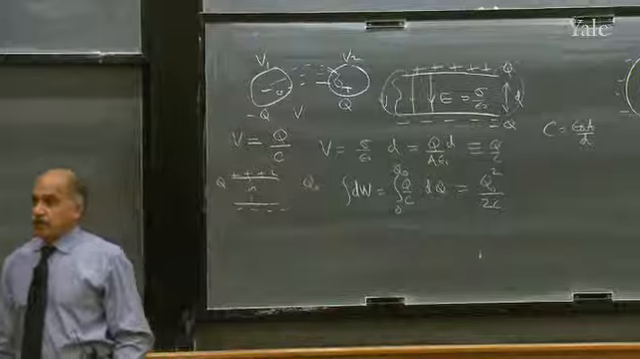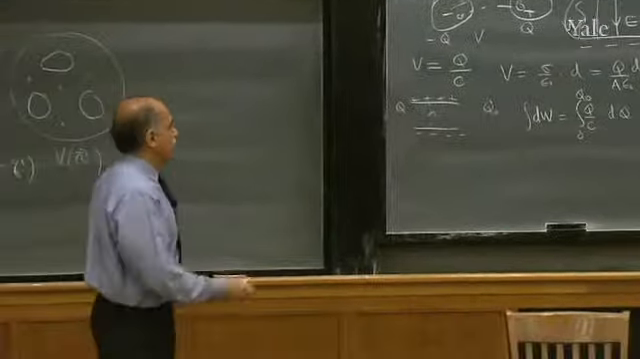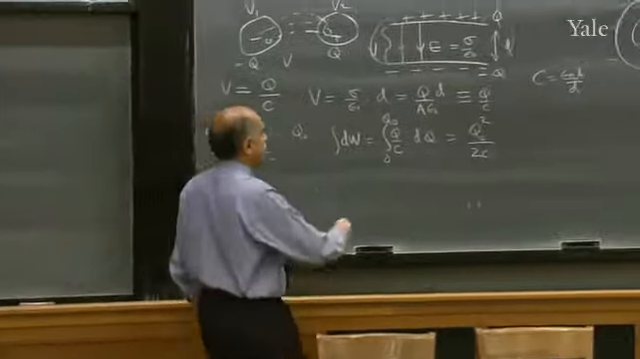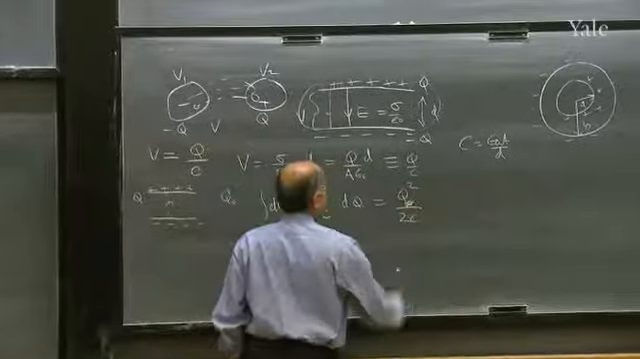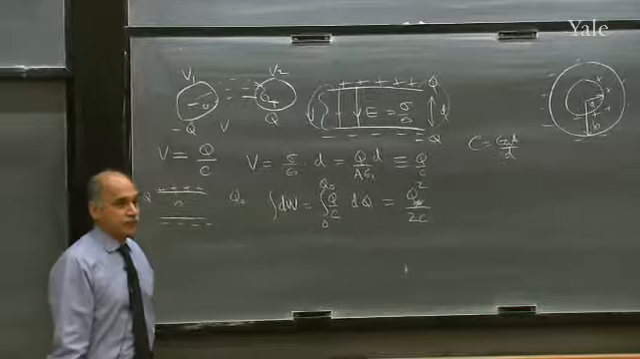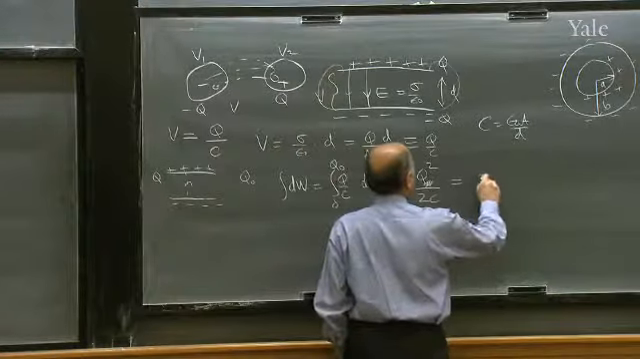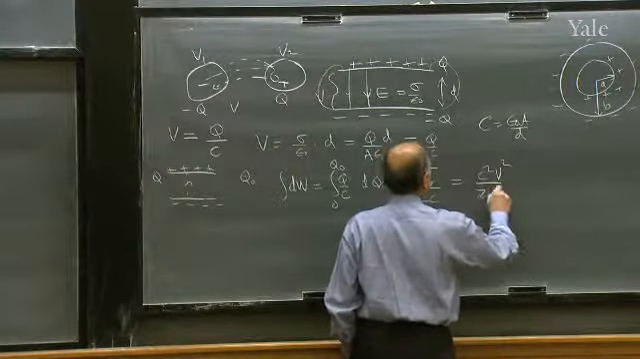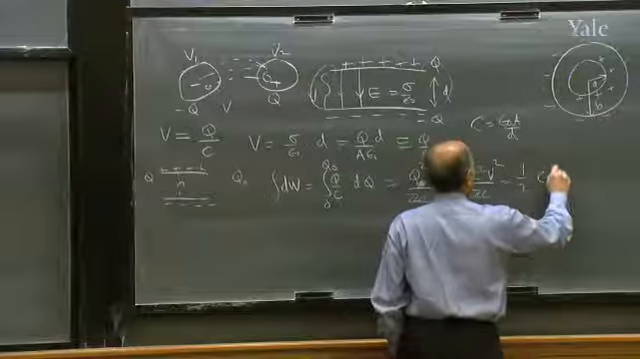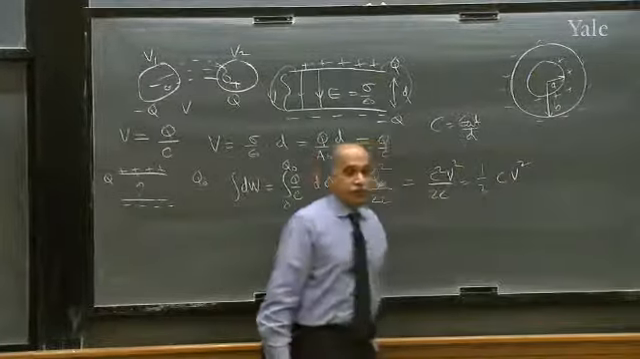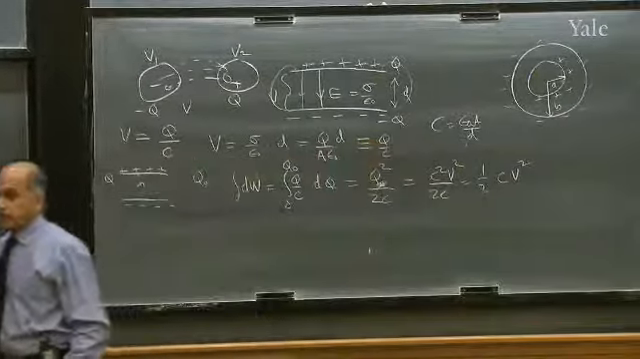So the energy in a capacitor is Q squared over 2C. Forget the subscript 0. Usually Q stands for the charge in the capacitor. But you can also write it in another way. Since Q is equal to CV, you can write it as 1/2 CV squared. There are two ways to write the energy.